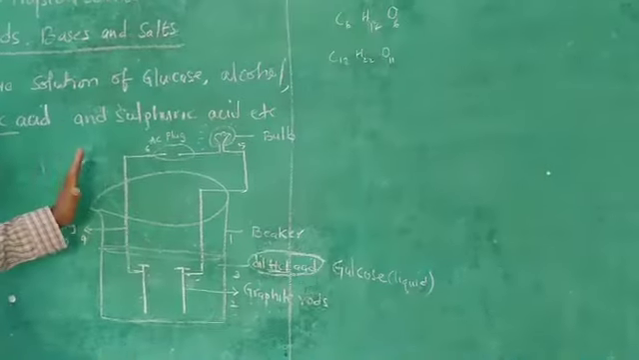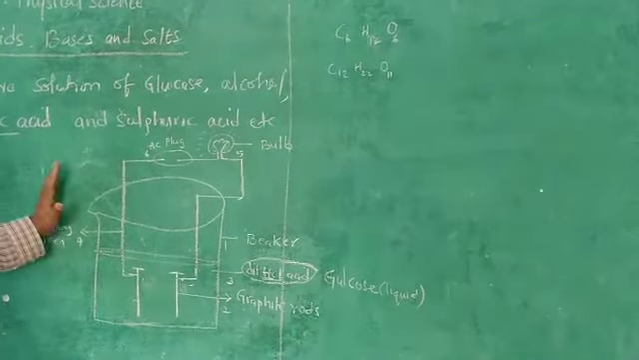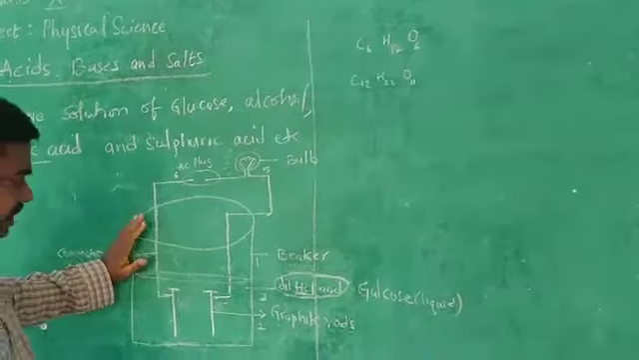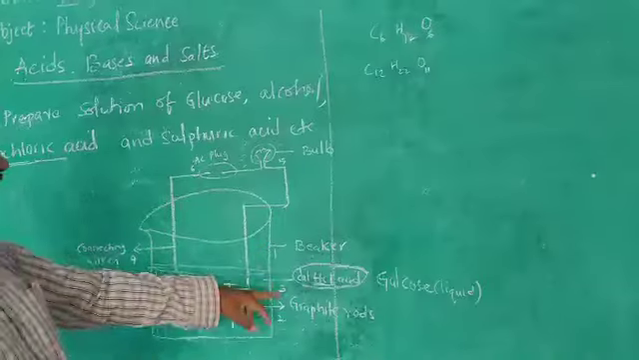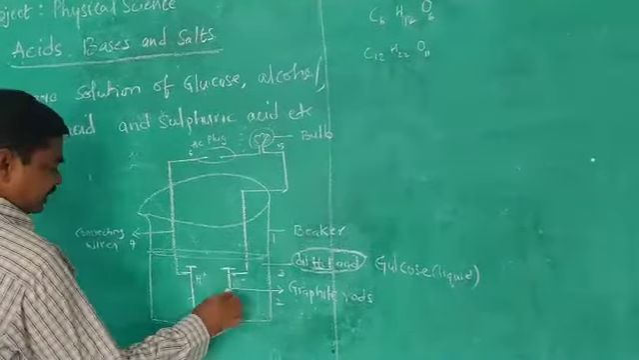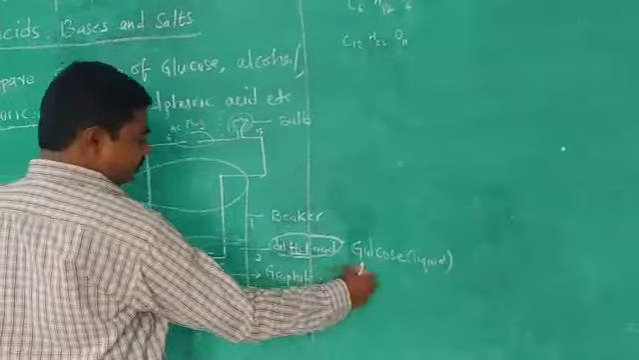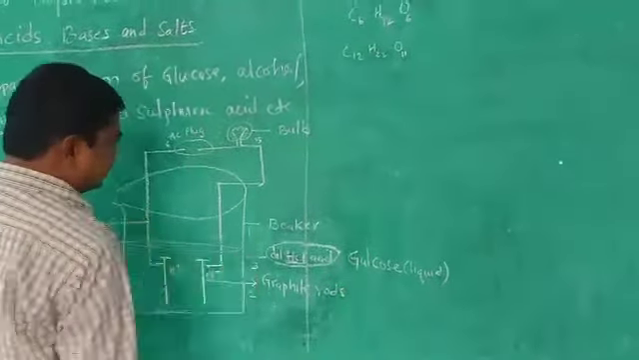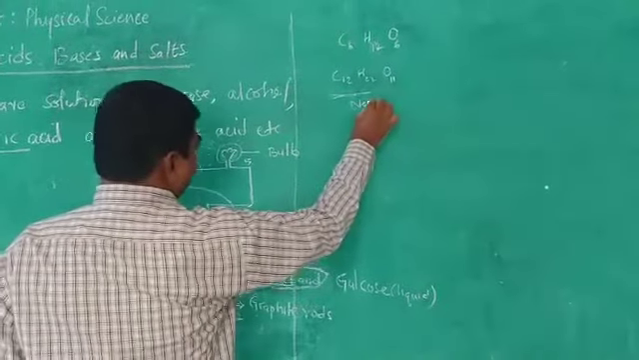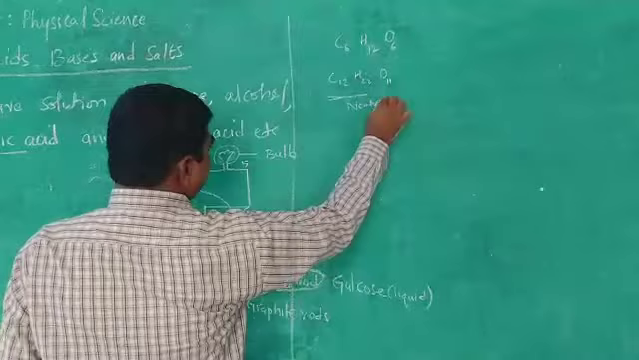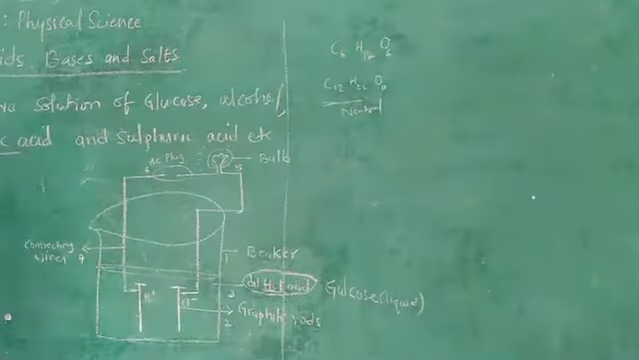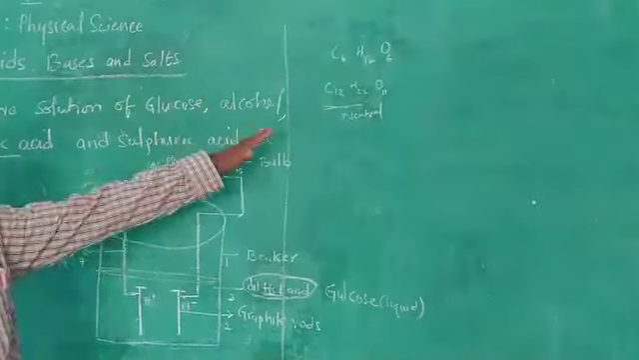This is a very important experiment showing that the molecules dissociate. Previously we have seen that hydrochloric acid dissociates into H plus and Cl minus, whereas if you take glucose, it won't dissociate. These are neutral solutions. That molecule will not dissociate if you take glucose.